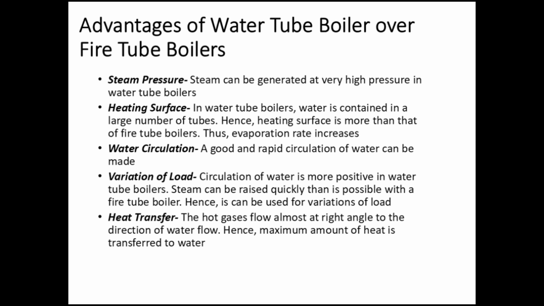Transportation. The different parts of a water tube boiler can be separated. Hence, it is easy to transport. Space required. For a given power, water tube boiler occupies less space than that of fire tube boiler. Thermal power plants. It is suitable for use in thermal power plants.